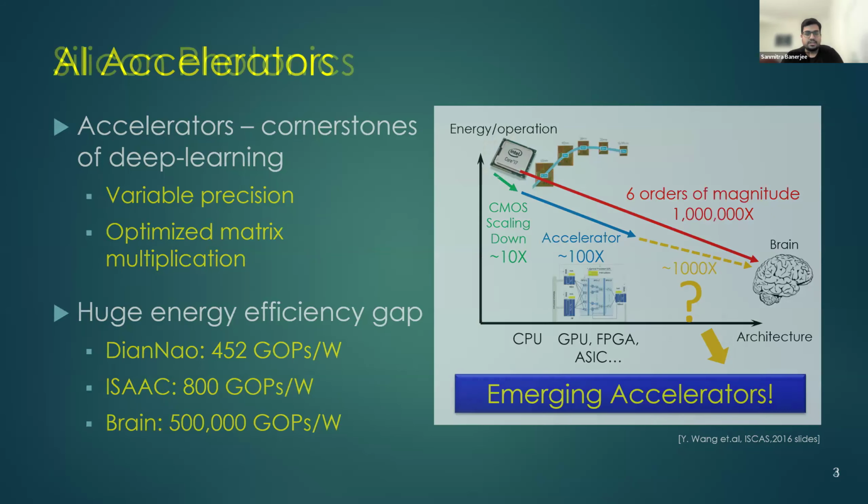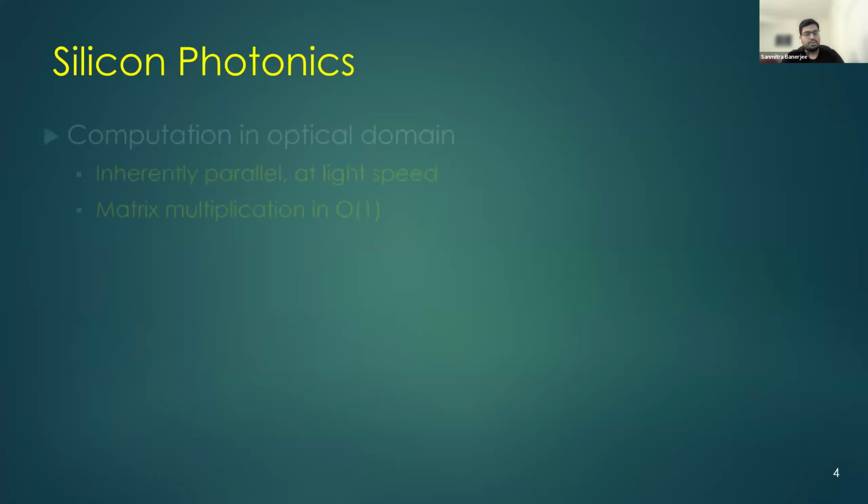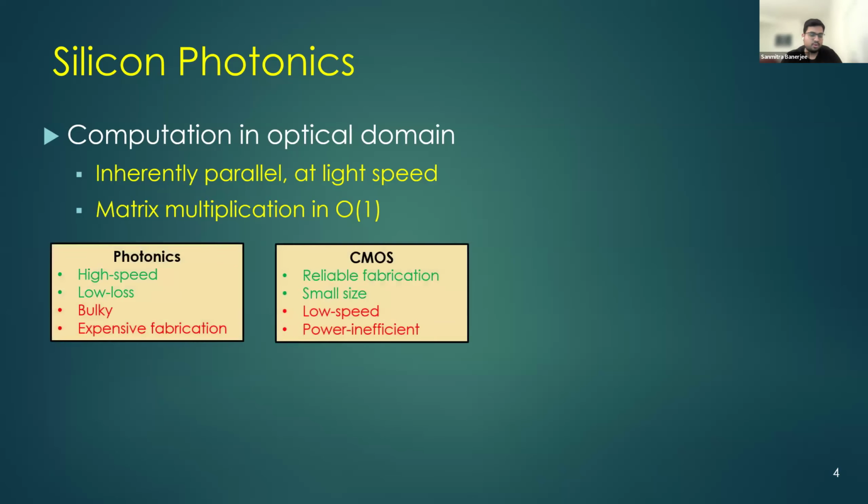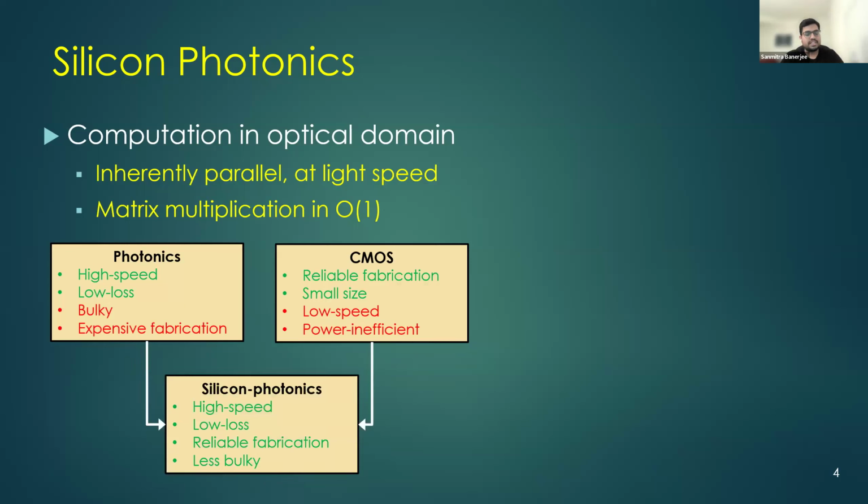Silicon photonics is particularly interesting because here the computation happens in the optical domain. So matrix multiplication is highly parallelized, happens at the speed of light, and is in principle constant time. If you look at the two constituent domains, photonics and CMOS, both have their own advantages and disadvantages. But silicon photonics merges the advantages from both of these domains.